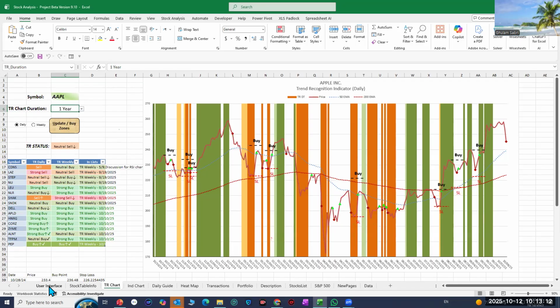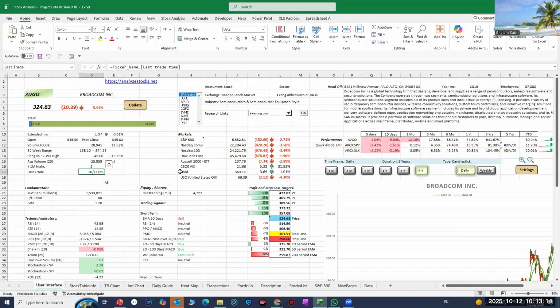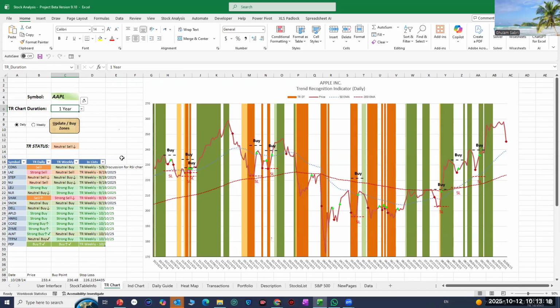Once you update this worksheet here, for example, Broadcom, if I update, it will automatically update the TR chart, but that will not be showing the buy and sell points. For this, you have to go here, to save time, otherwise it gets slower. And then you press this button, update buy zones, and it gives you a list of all buy and sell points for the last 1 year, based on either the daily time frame or weekly time frame.